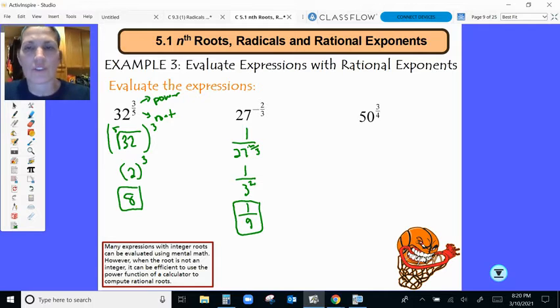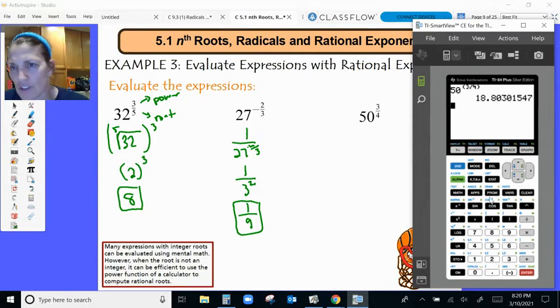Okay? Now 50 is tricky because there's no fourth root for 50. So sometimes you actually have to use your calculator. And this is where I'm going to show you how to use your calculator. I want you to try not to use your calculator when you can, but sometimes you're going to have to. This little caret button is what helps us use rational numbers, okay? So I'm going to go 50, and there's this little caret button right here that makes it go up in the top.